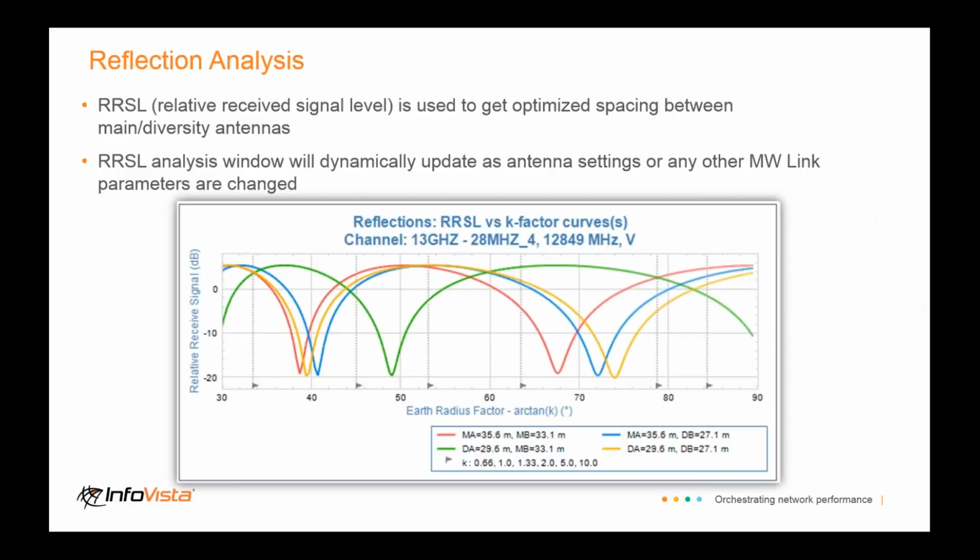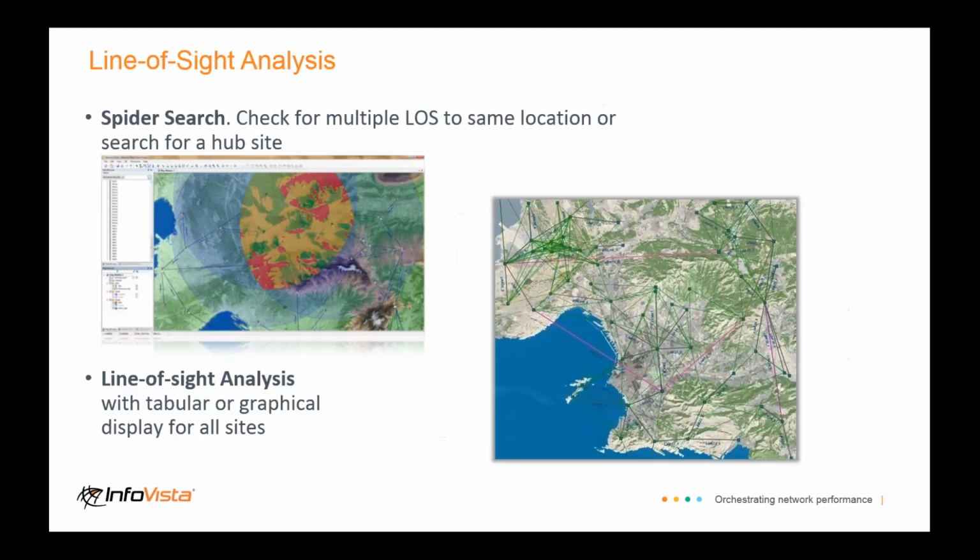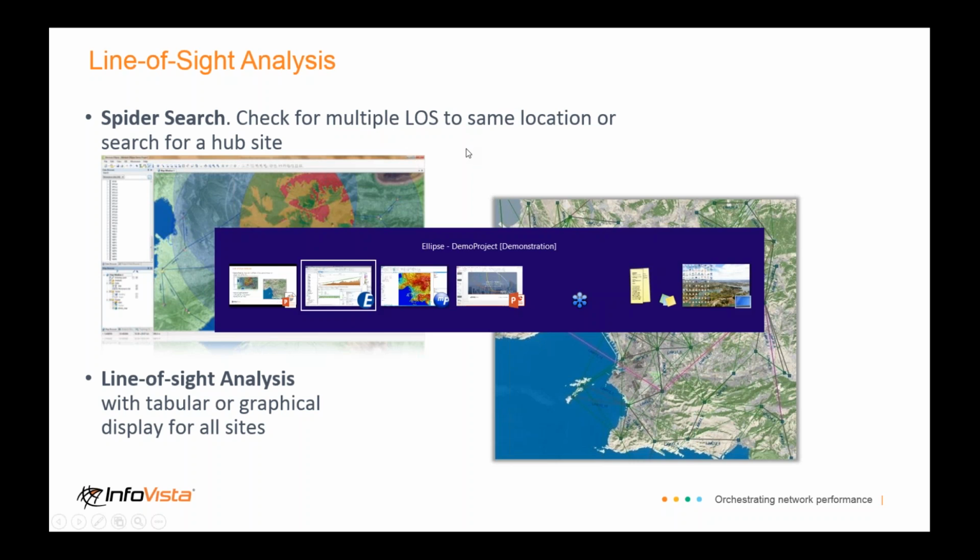Reflection analysis, which is something I kind of showed you already. You can also get these curves if you're on a link that has reflections. You can see the different K values marked here with flags. Here are the different values, and you can see what kind of fading you're going to get. Tidal reflection analysis: we can add tide range or tide height to the reflection analysis, so that accounts for it.